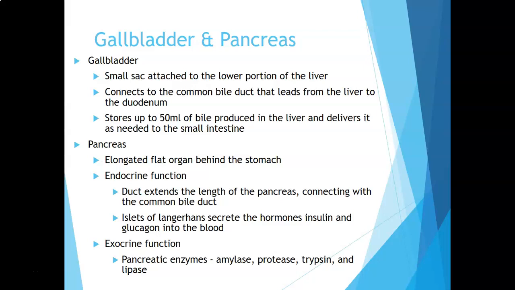The major pancreatic enzymes are going to be amylase, protease, and trypsin, as well as lipase. I probably butchered that, I'm sorry. These enzymes are essential to the digestion and absorption of nutrients from the small intestine. The secretion of pancreatic enzymes is going to be controlled by secretin and cholecystokinin, two substances which are secreted by the intestinal mucosa.